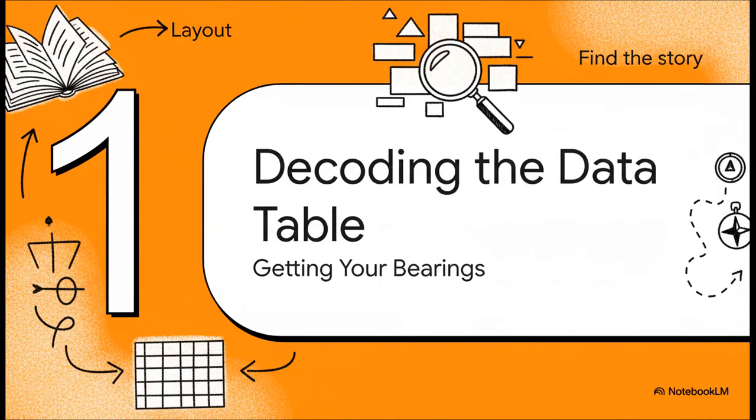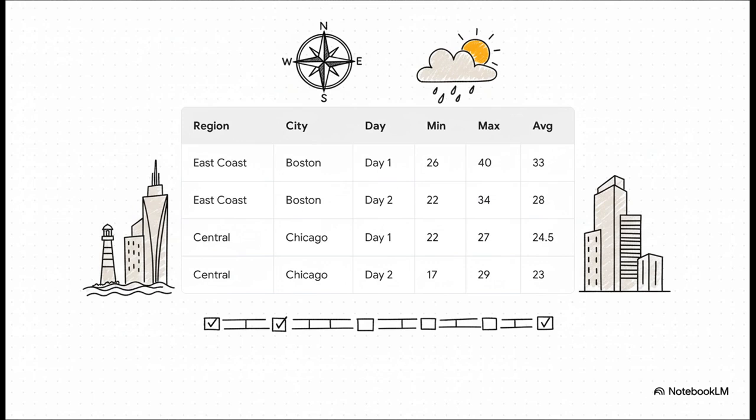All right, first up, section 1, decoding the data table. Before you can read the story, you've got to know how the book is laid out, right? So let's get our bearings. If you strip away all that noise, the structure is actually pretty simple. It's organized by region, east, central, and so on. Inside each region, you've got the cities. And for each city, you get a 15-day forecast. It's just region, then city, then day. That's it. That's the whole framework.